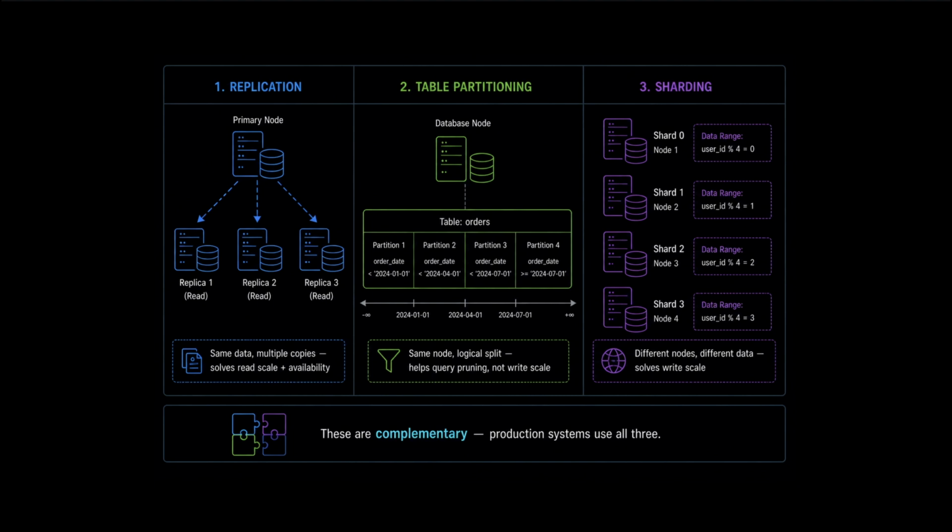Sharding distributes data across independent nodes. That's the only one that actually scales writes horizontally. In production, you use all three. Each shard has its own replicas, and within each shard, you might use table partitioning on large tables.